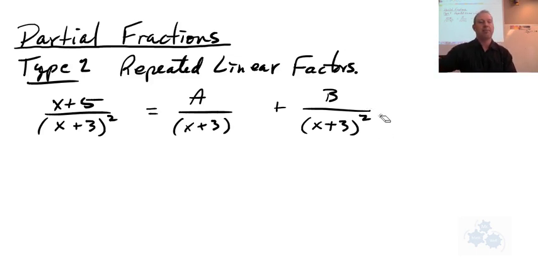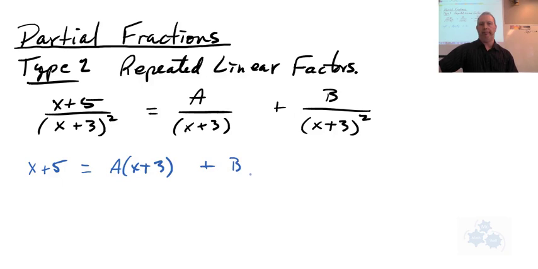This is the pattern. So solving for a and b, very, very similar to type 1, right, when we had different fractions. So let's just see how this changes just a little bit, though. So we're going to multiply both sides by x plus 3 squared, obviously. We're going to have x plus 5 equals a times x plus 3 plus b times what? Nothing, just b. Okay?